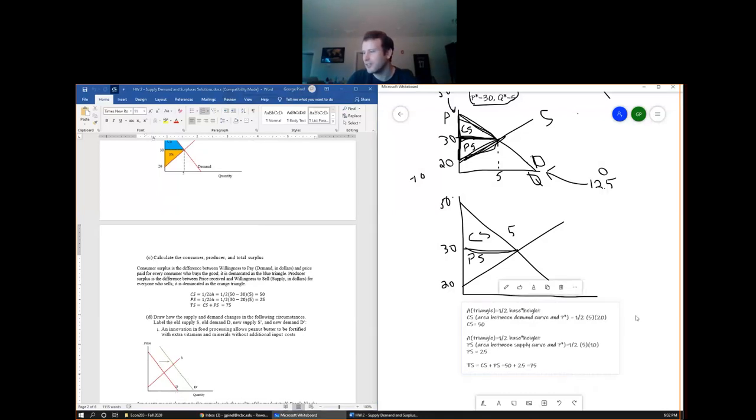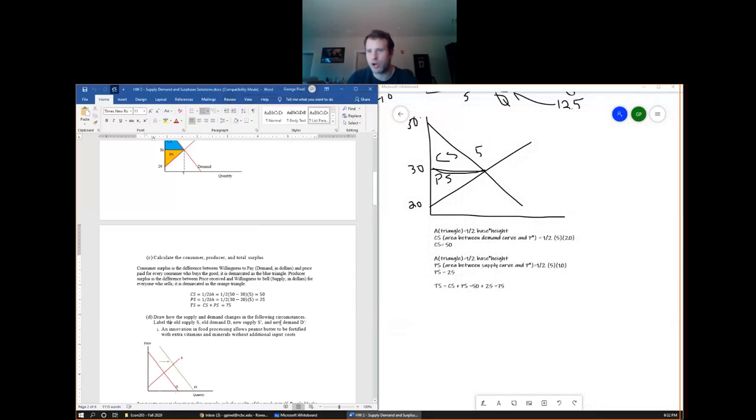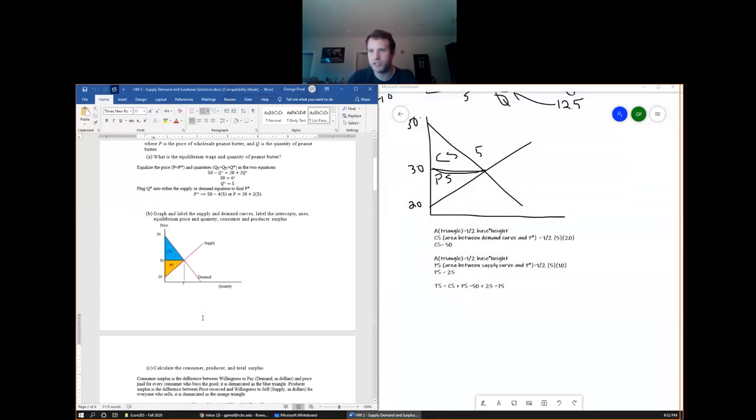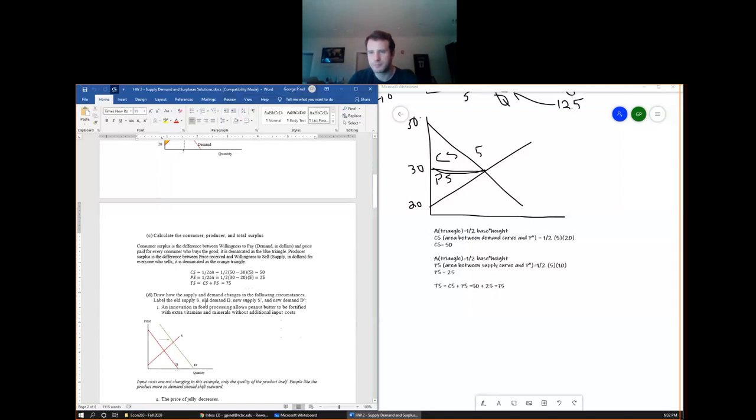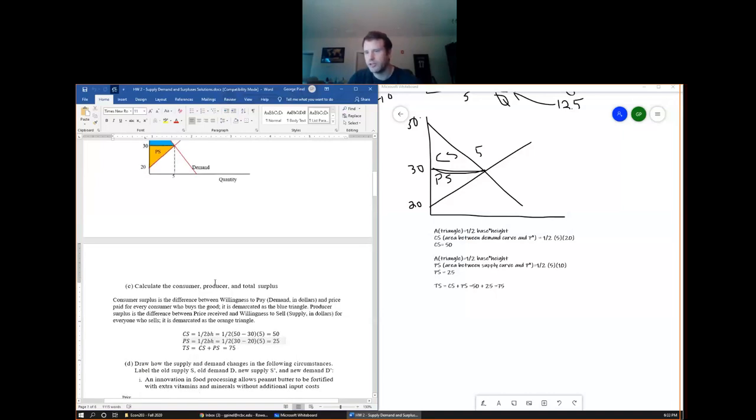Okay, so that's it for the calculation part of this question. Then what I do is I throw in some supply and demand shifters, and I ask you which direction should they shift. So I want to cut off the answer so that we can talk about it without giving away the answer just yet.